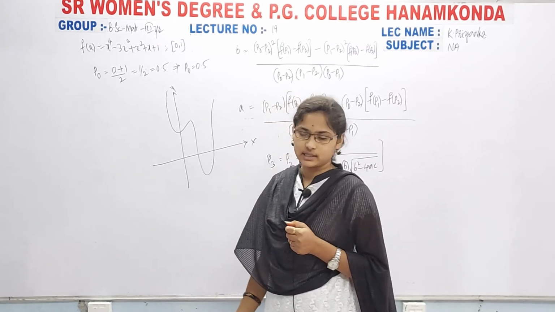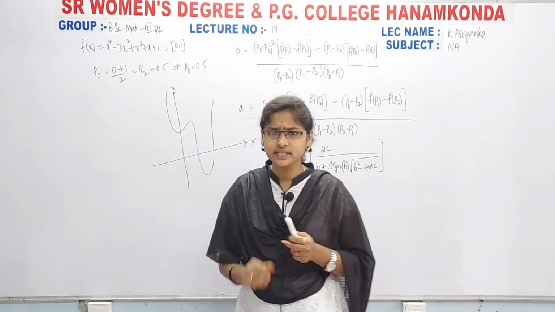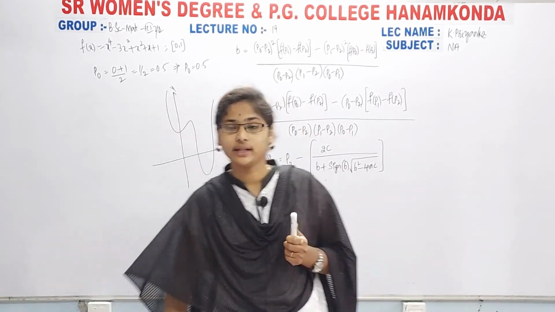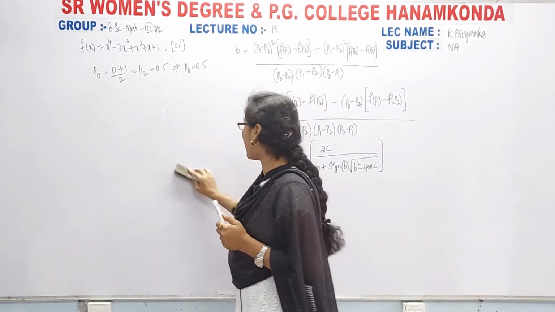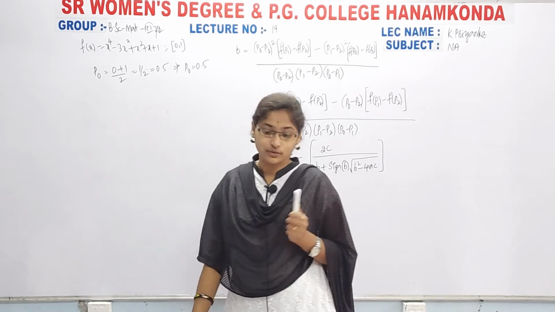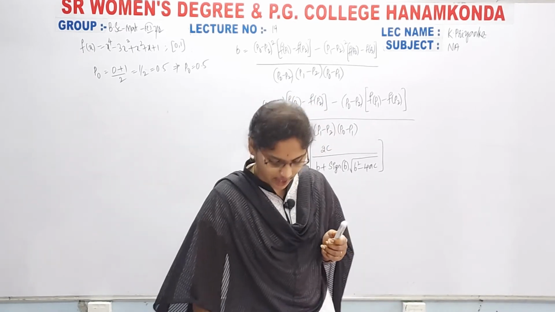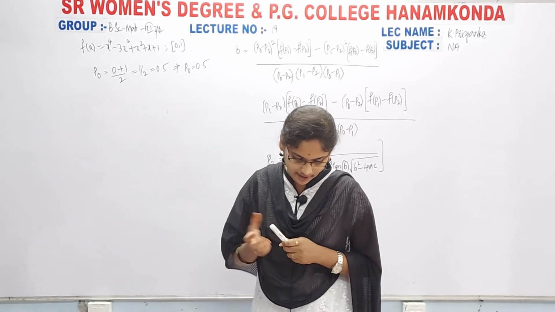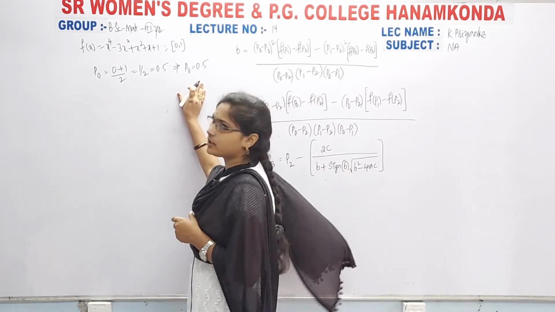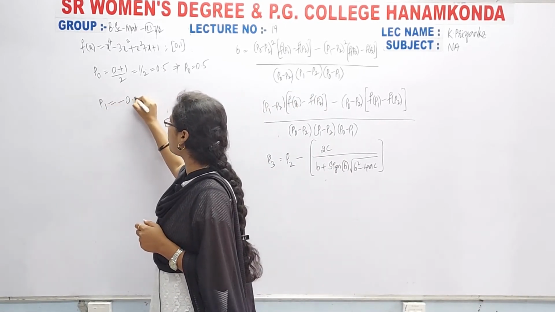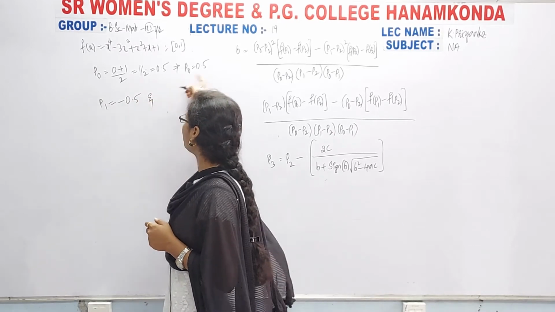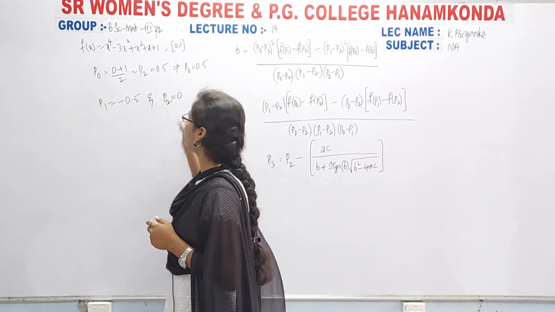So you will get it like this. That's why here it is a parabola, and there is a chance to get negative values also. So here I mainly have to take the values of P0, P1 and P2, right? That's why I am choosing the value of P1. So P0 is 0.5, next P1 is nothing but minus 0.5, and I am taking the in-between value, that is P2 equal to 0.